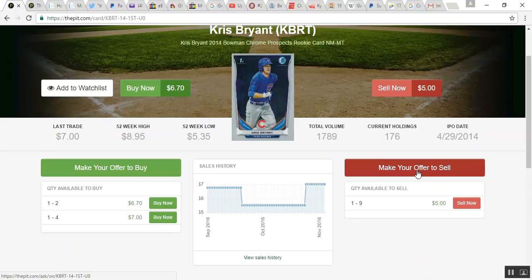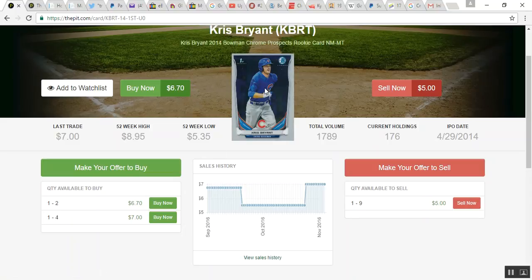Perhaps you want to list that card for sale at $6.50. You could do that here, and once you had completed that order, the price would show up on this side as a price at which other members could buy those cards from you.